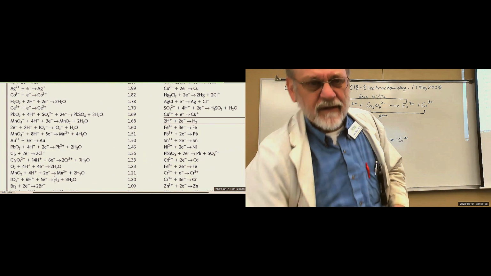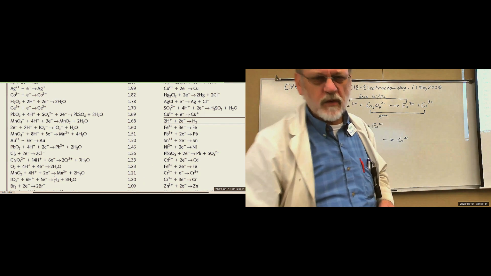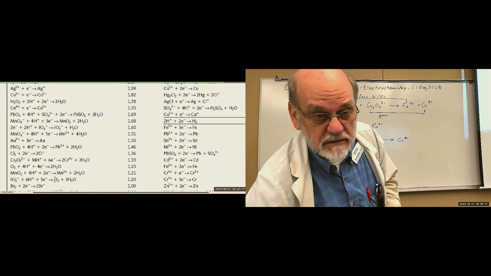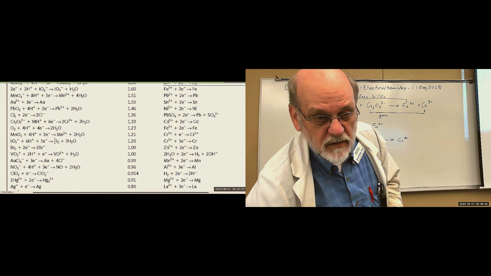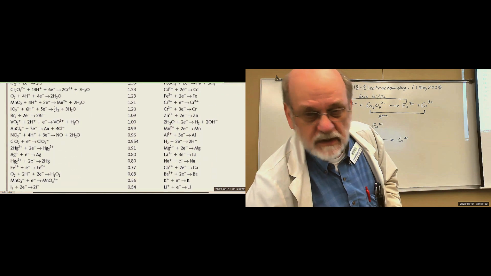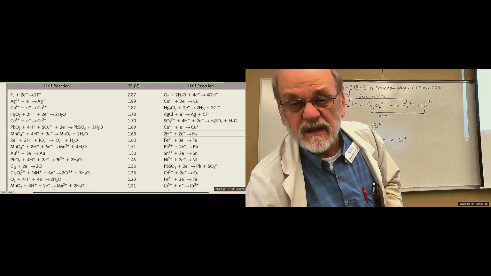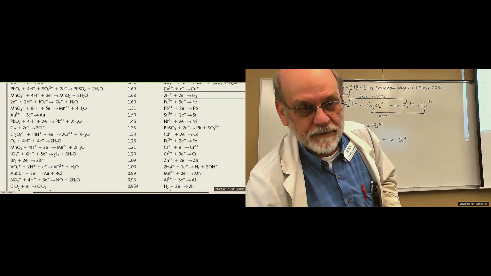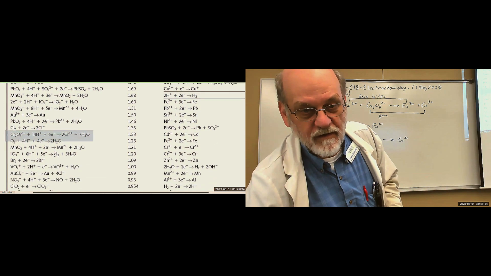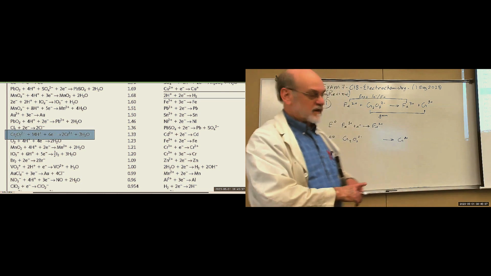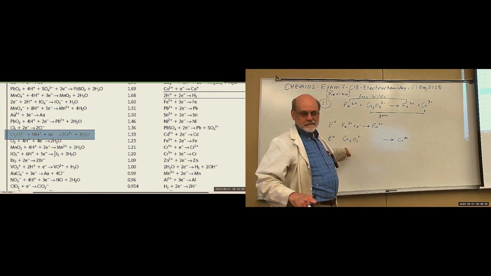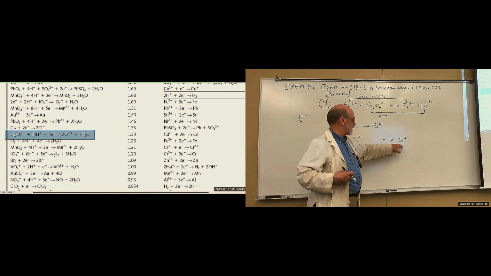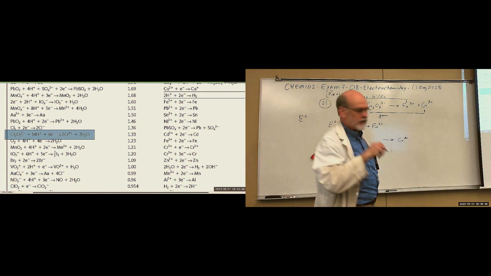Okay, which one's got chromium in it? Chromium. I'm searching. Chromium. It's not on that side. Is it on this side? I missed it. There it is right there. Okay. So that's got dichromate on this side. Dichromate to chromium 3 plus. And what's the standard potential for that one? 1.33.